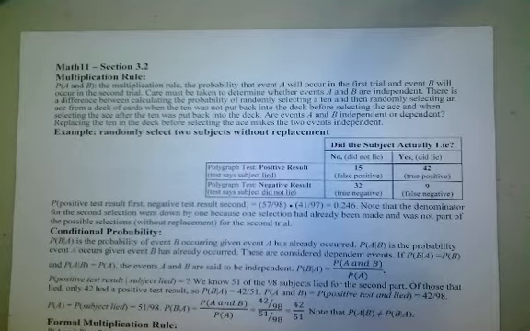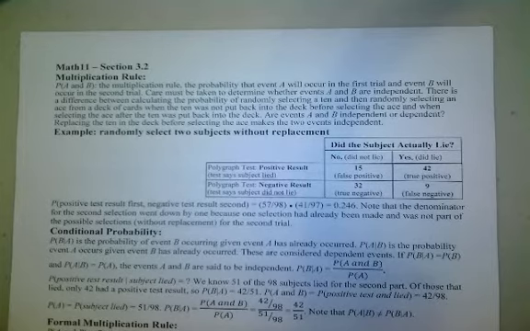Point of fact, we start out with 52 cards. If I pick the 10, I only have 51 left. So the total number has changed. Therefore, the probability of getting that ace is different than if I had put the 10 back into the deck and I had 52 cards again. So we need to always check, are events A and B independent or dependent?